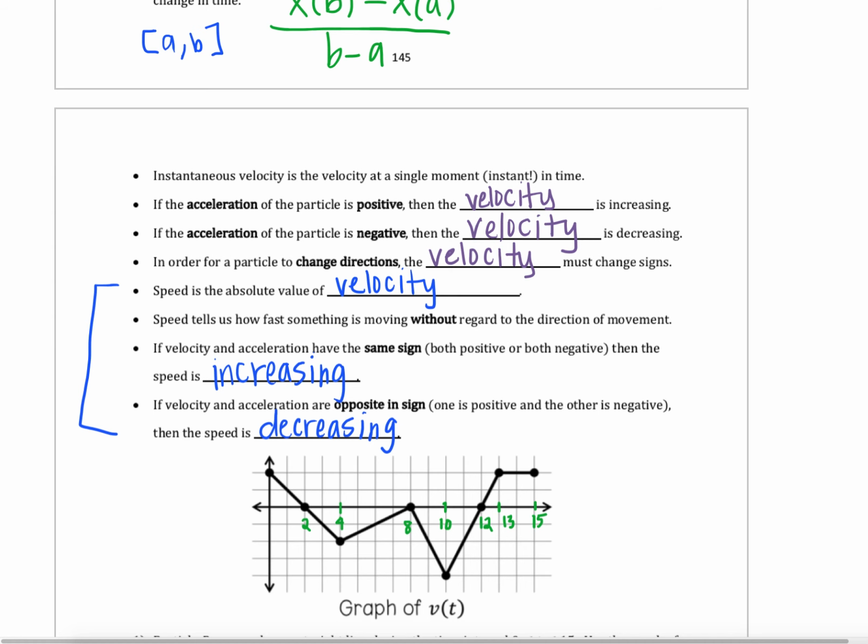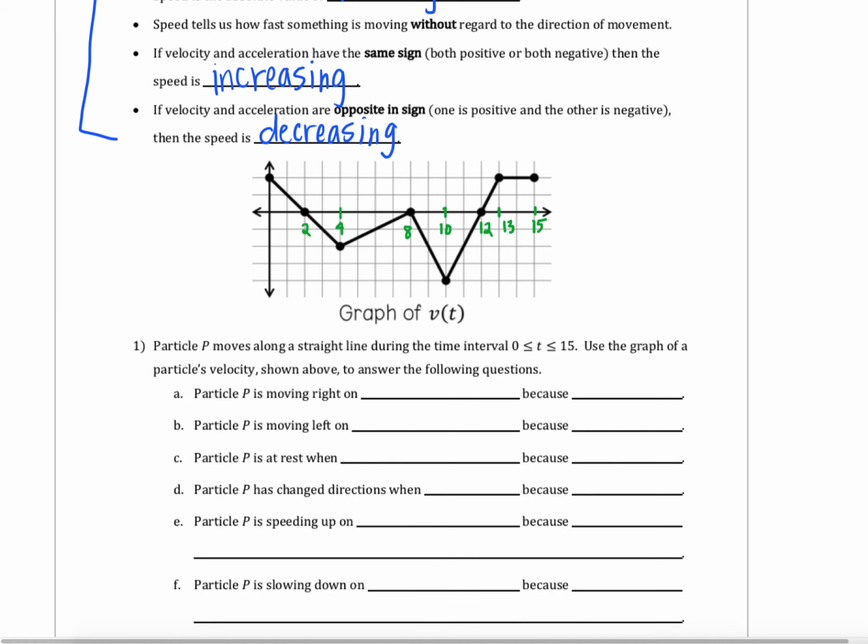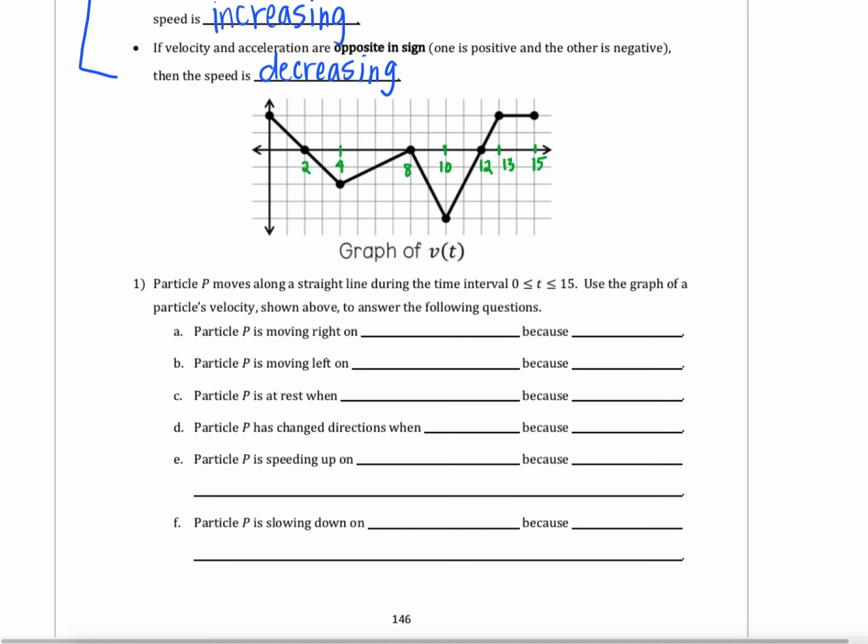Now we're going to take all these definitions and apply them to our first example down below. So in this first example, we have a graph of velocity that's given. I've labeled some of the time values along. So our x-axis here is actually our time, and our y-axis would be our velocity values. And we can see that we have the time interval from 0 to 15, and we're given that particle P moves along a straight line during this time interval. We're going to use the graph of velocity to answer the following questions.